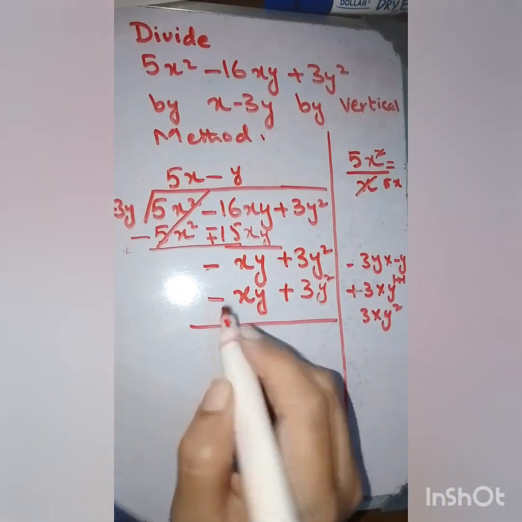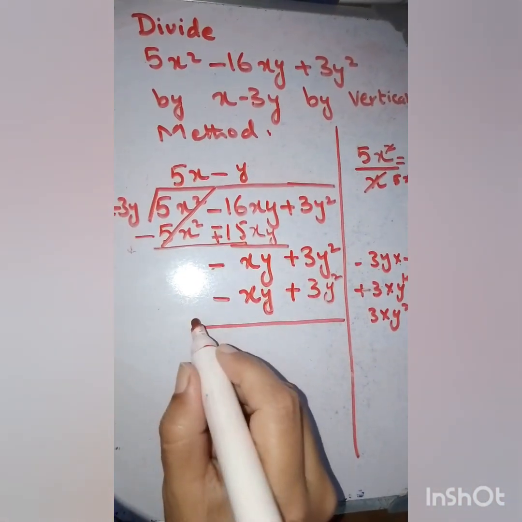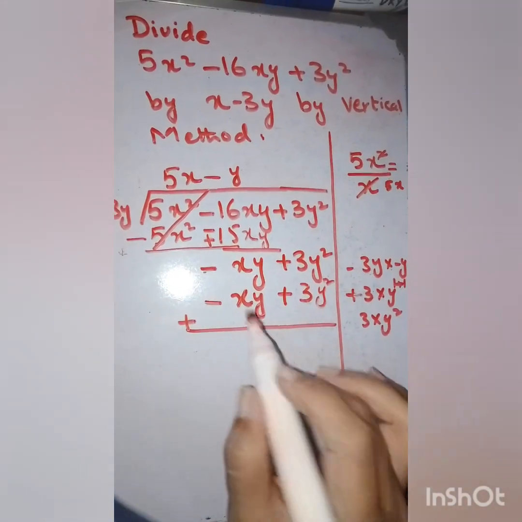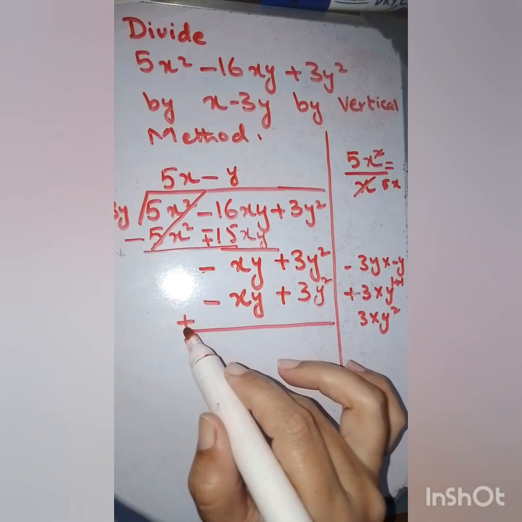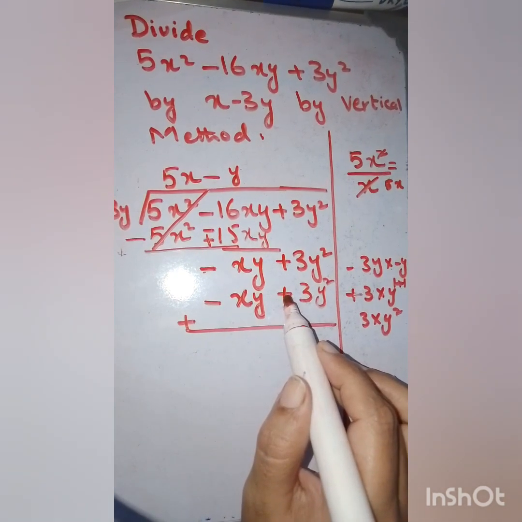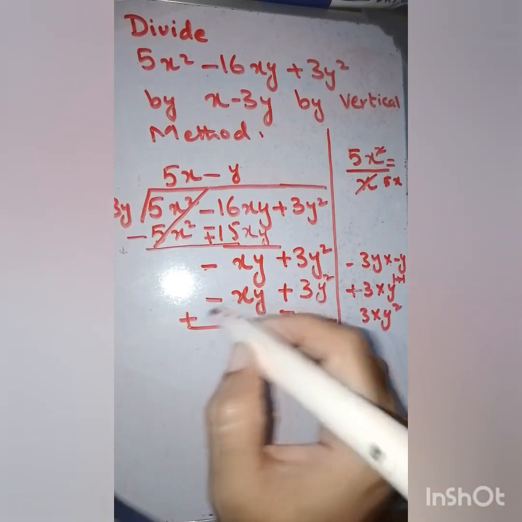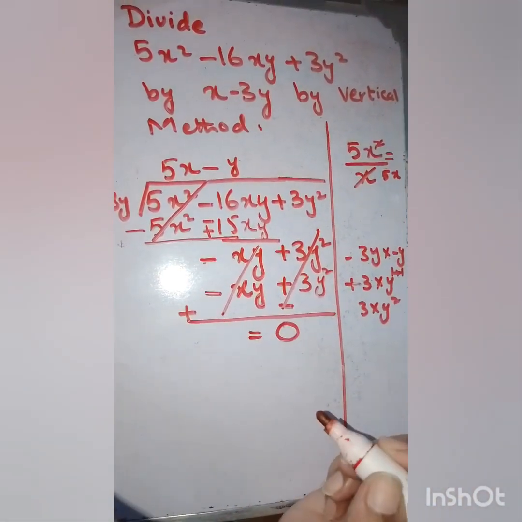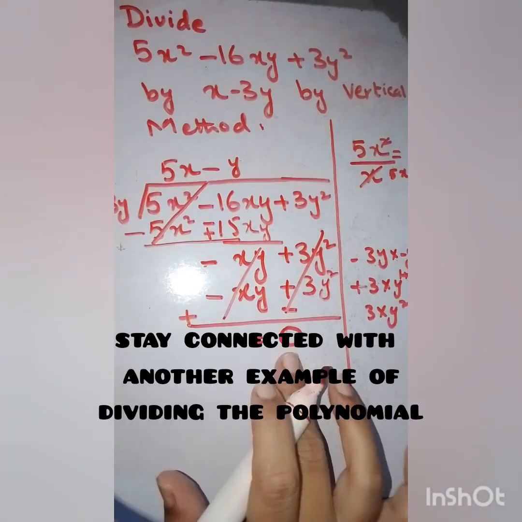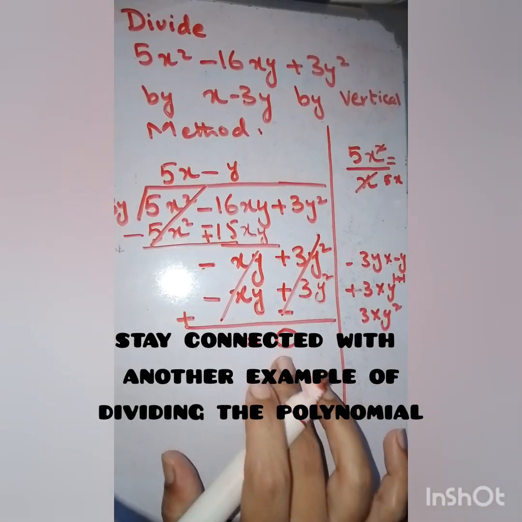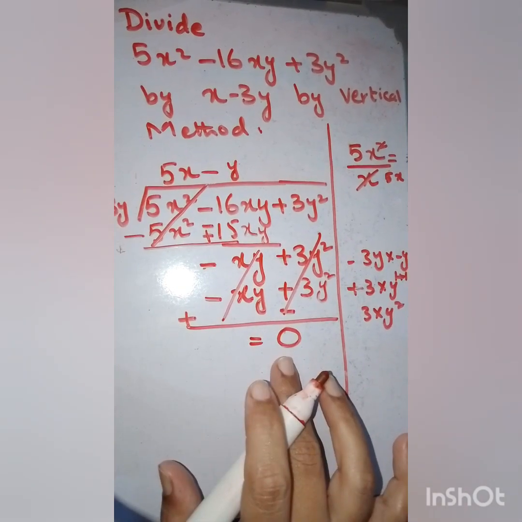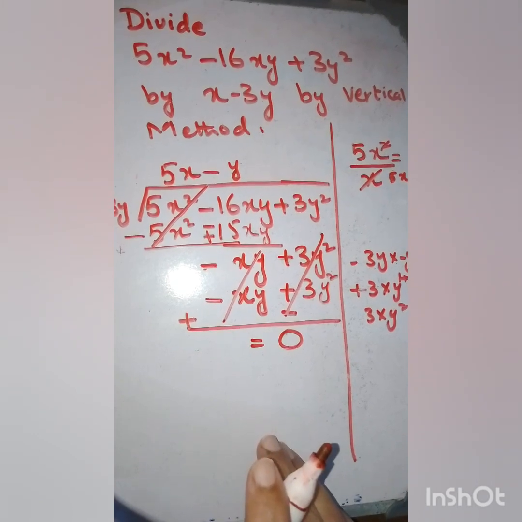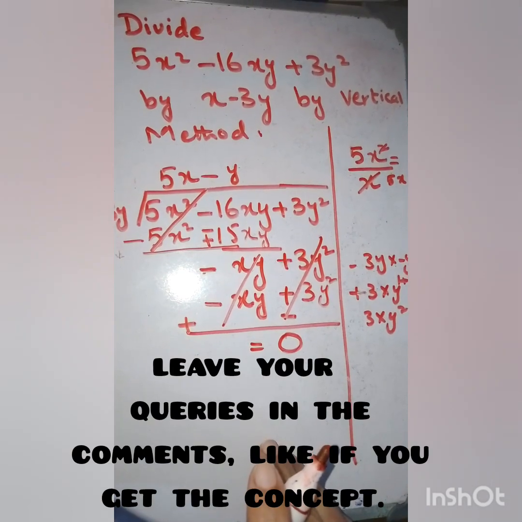We are subtracting it, so the signs of the last expression will be changed. It was minus, so it will be plus. It is minus plus, so it will be minus. So everything will be cancelled out over here. So the remainder became 0. This is a very easy process. This is the way we normally use for division in order to find out the division method of polynomials. So I hope that you have understood.